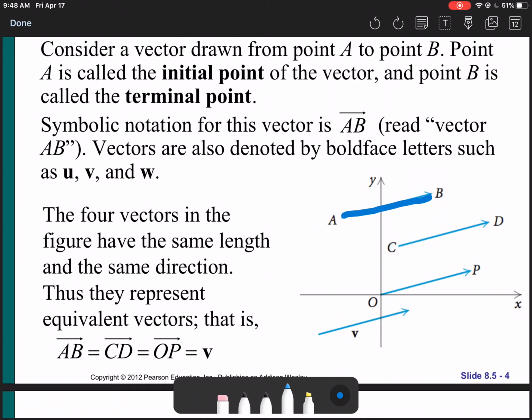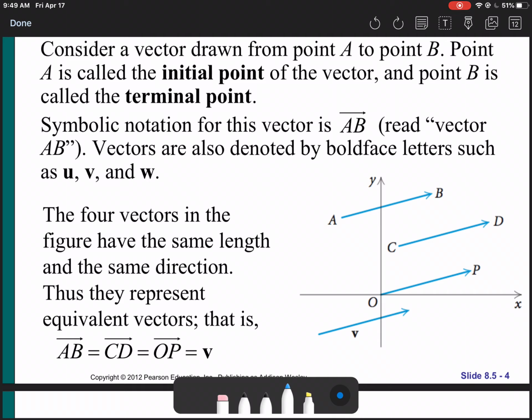As opposed to putting the arrow on the opposite side, which would be vector BA. Right? So we always name the vector with the initial point first and the terminal point second, because that would indicate our direction. So vector AB and vector BA would be two different vectors. Right? They're the same vector, but in the opposite direction, right? And which makes them different vectors. Symbolic notation, right?